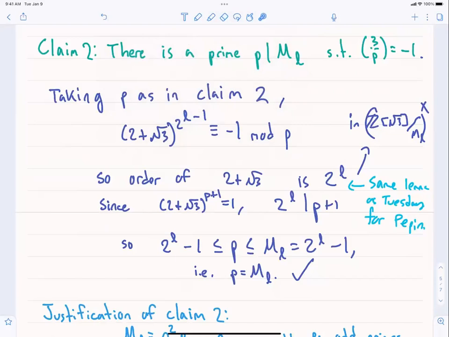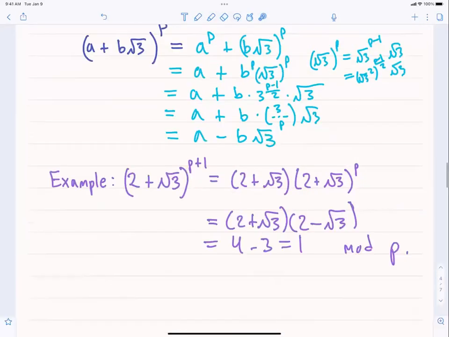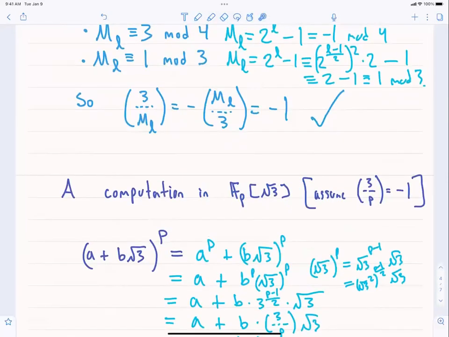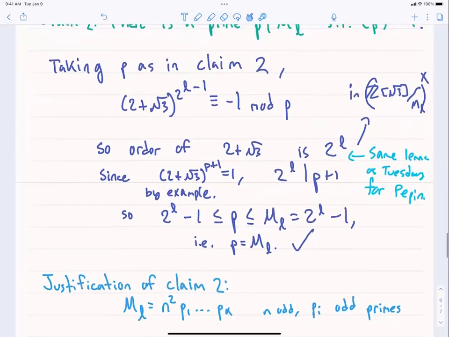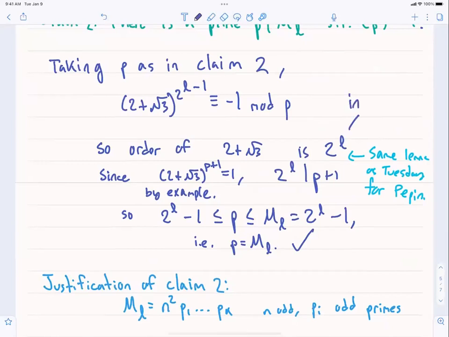This was right. Sorry, I just got confused for a second. Since 2 plus square root of 3 to the p plus 1 is equal to 1, by our earlier example, right here, and that applies just assuming 3 was not a square mod p. Let me fix this here too. I wrote the wrong place to be working, so we should be working now in F_p[square root of 3] cross.